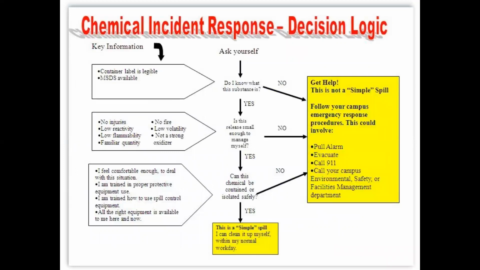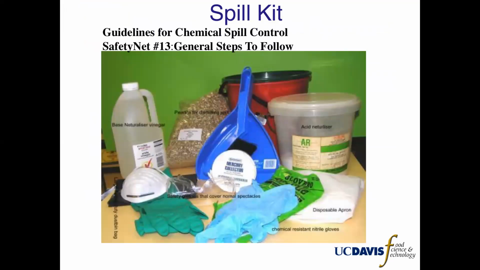Here's a chemical incident decision chart. Tools such as this can help determine if the spill can be handled by lab personnel or if emergency help is required. Here is an example of a chemical spill kit. Chemical spill kits contain neutralizers for acids and bases, absorbent materials for soaking up spills, brushes and dustpans for picking up used absorbent material, gloves, aprons, or other PPE. Safety Net 13 contains guidelines of how to clean up a chemical spill.